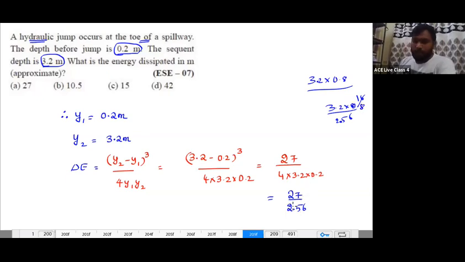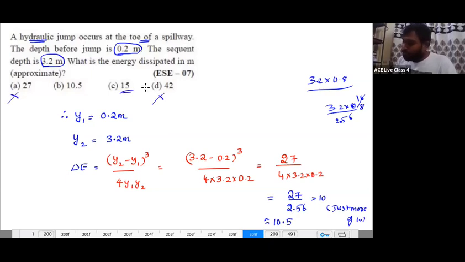So 27 by 2.56. See, 2.56 into 10 is going to be 25.6. Yes or no? And this 27 is just more than 25.6. So this is going to be just more than 10. So from the options, the answer is going to be 10.5, because it's not 27, it's not 42. For 15, it would be a larger value: 15 into 2 is 30. It's not more than 30, it's less than 30 only. The answer is going to be 10.5.